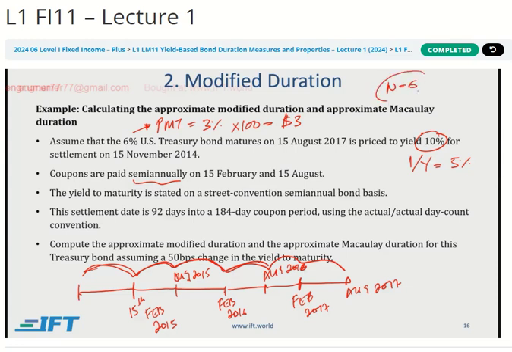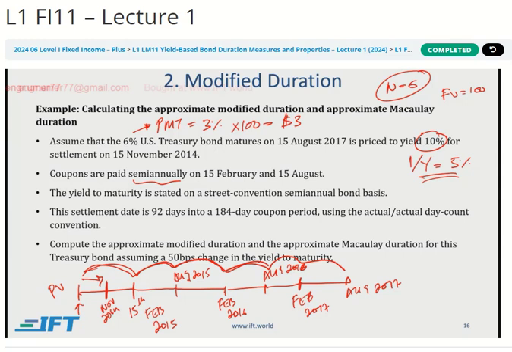So I helped you with the n, I helped you with the I/Y, I helped you with the PMT. Future value, of course, straightforward, is 100. And the PV that you will calculate will be obviously at this point, right? But you're not at that August 2014 point, you are in November. So you're in November 2014. So that PV you need to push forward a little bit.